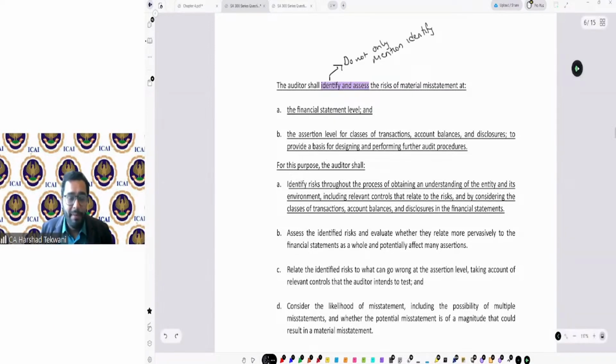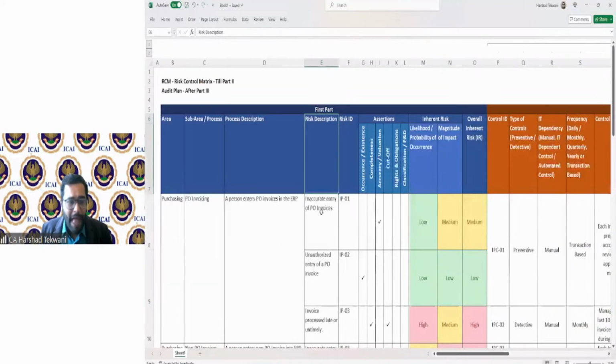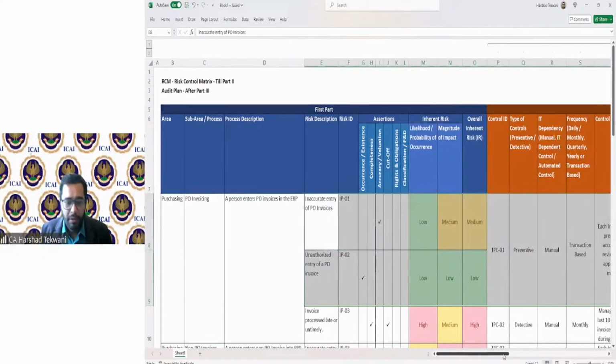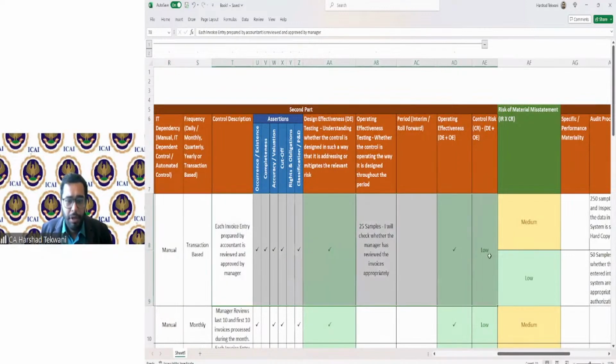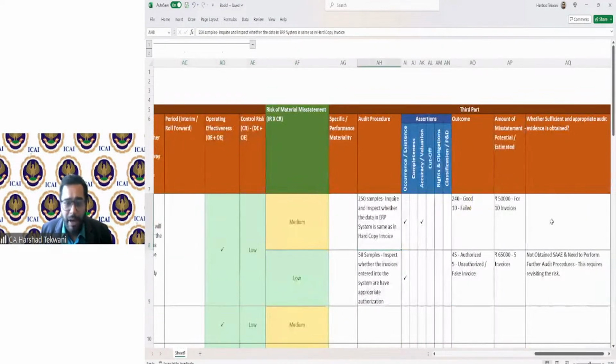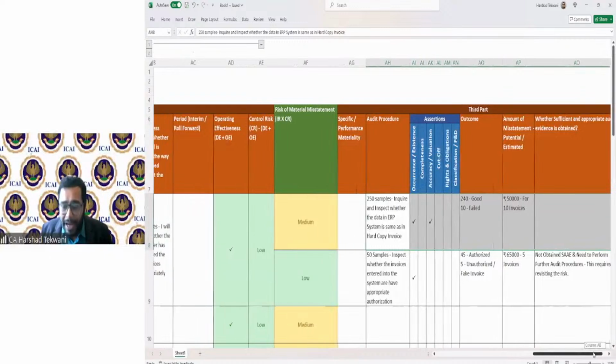Now that's one very important part, relate to the risk. In our sheet, if I show you, we have mapped everything in relation to the risk. So the controls over here are in relation to the risk. The substantive procedures are in relation to the risk. That relates to the risk.